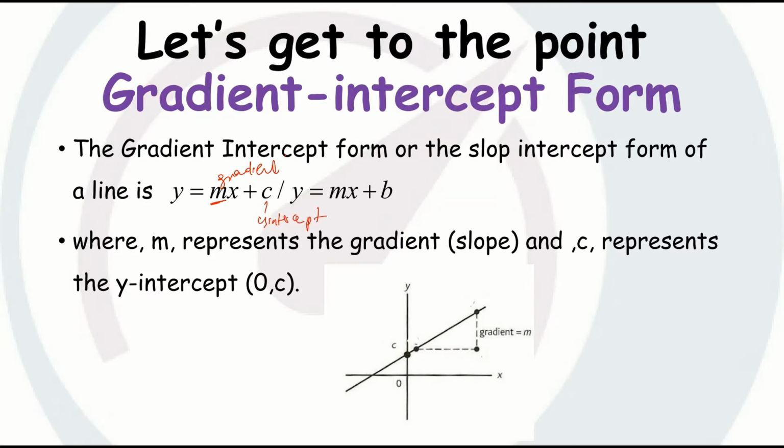Now we can look at our graph here, and this c here is what we call the y-intercept. It's where the straight line cuts the y-axis. And we know our gradient using our rise. So here will be our rise, and here will be our run. So we have our gradient, rise over run, and c is our y-intercept. Normally the y-intercept takes the coordinate (0, c).